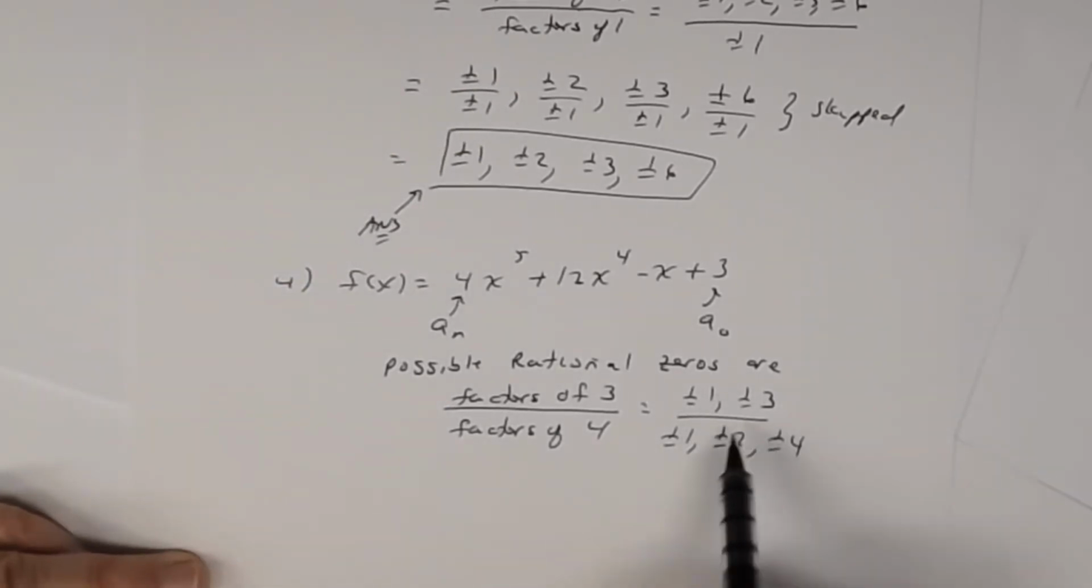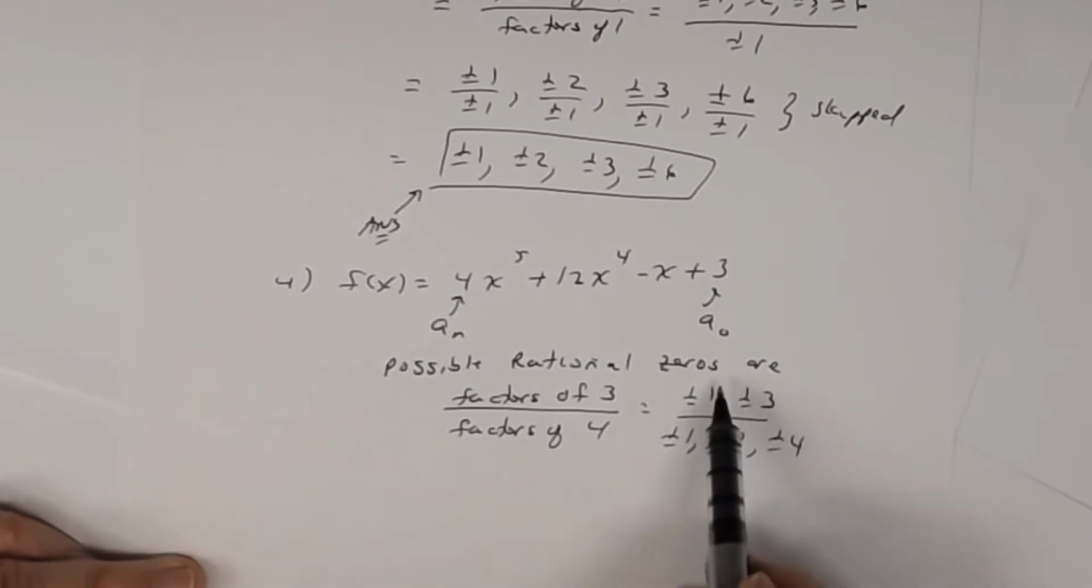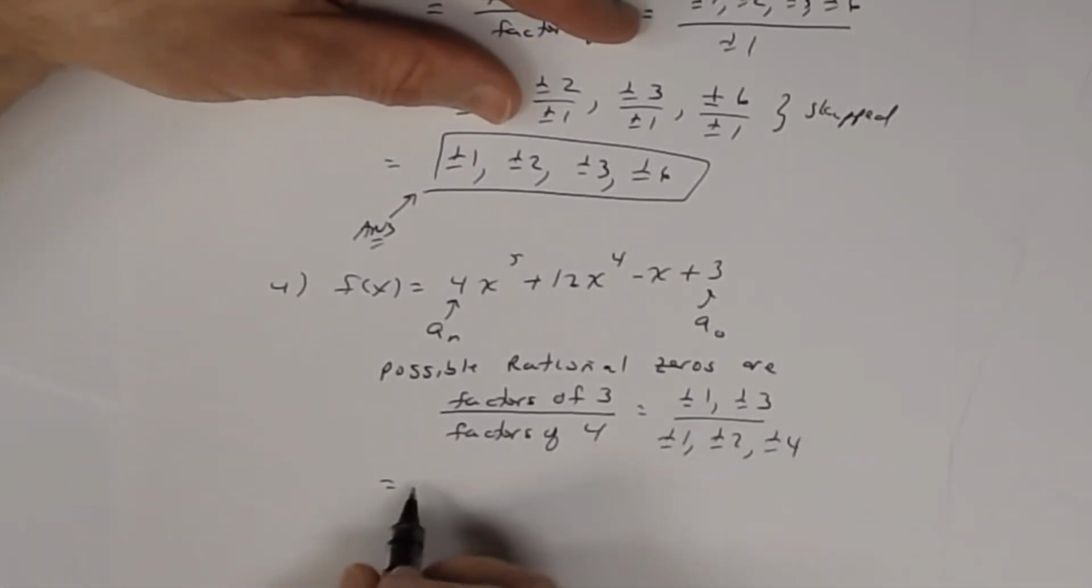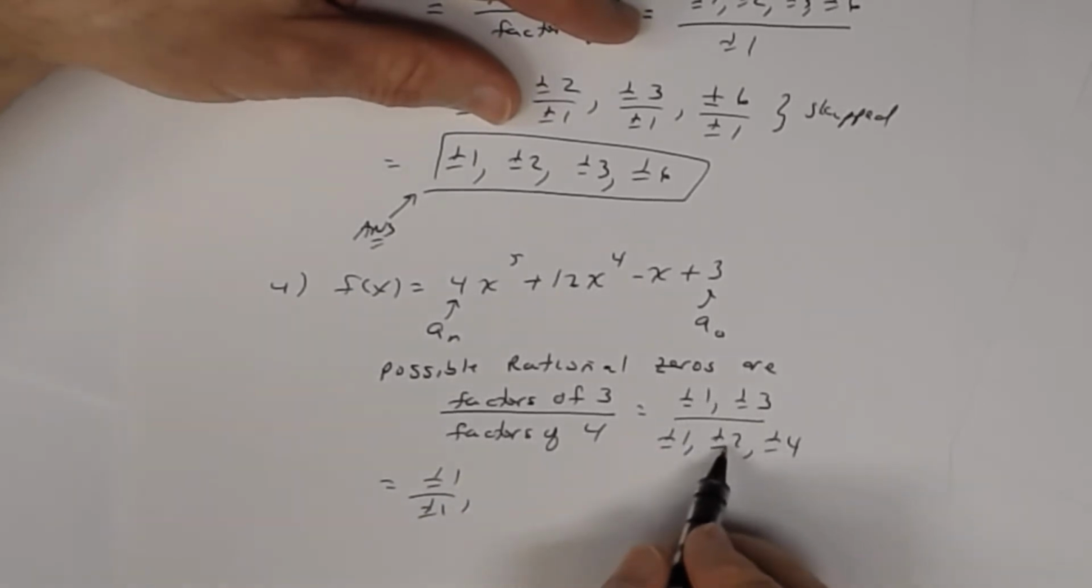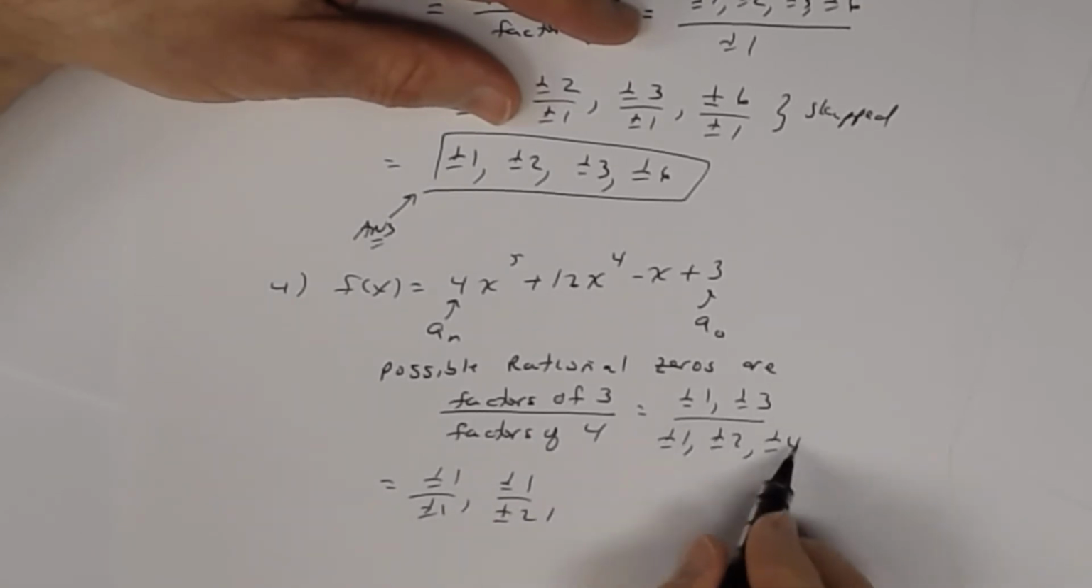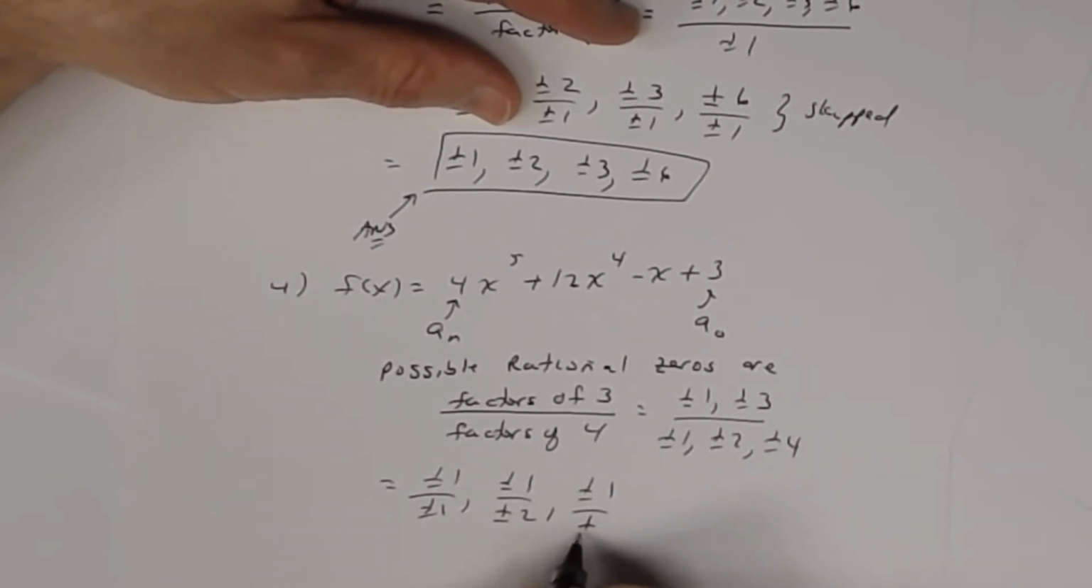And so remember what we did. You're going to take each of these divided by each of these. That's the best way to do it. So do this first, then this. So this becomes plus or minus 1 divided by plus or minus 1, plus or minus 1 divided by plus or minus 2, plus or minus 1 divided by plus or minus 4. So that takes care of plus or minus 1.